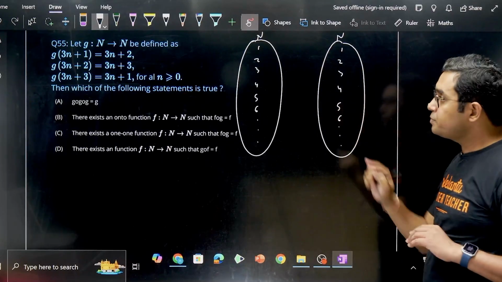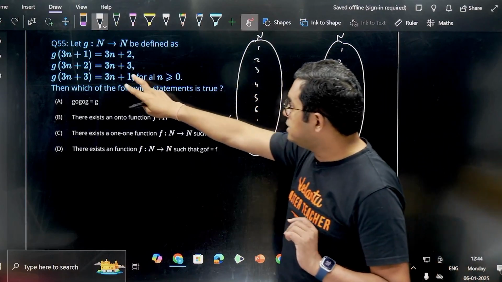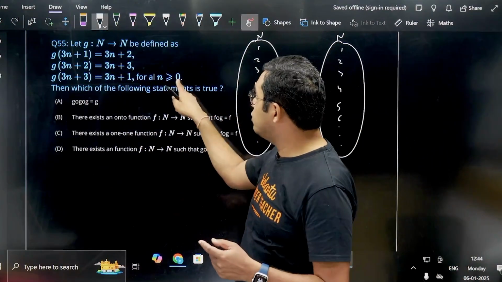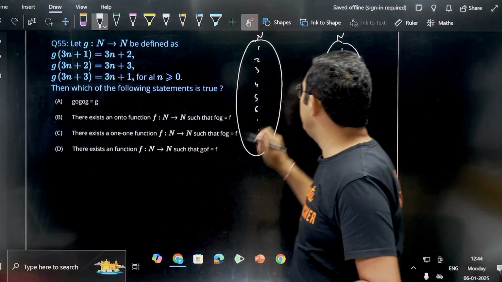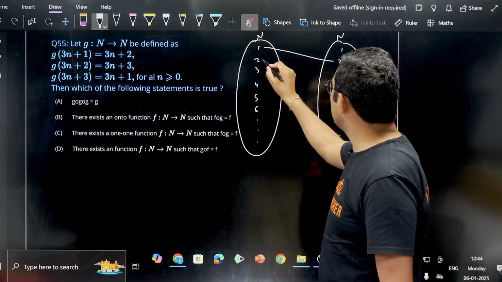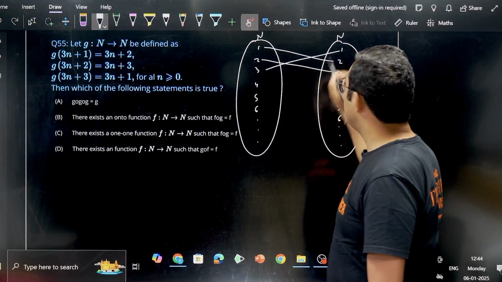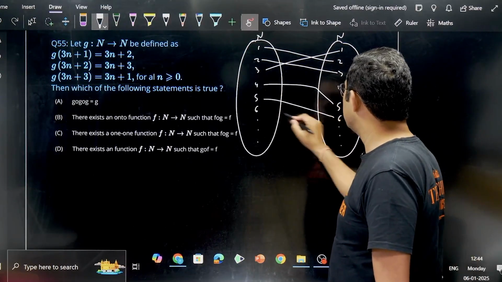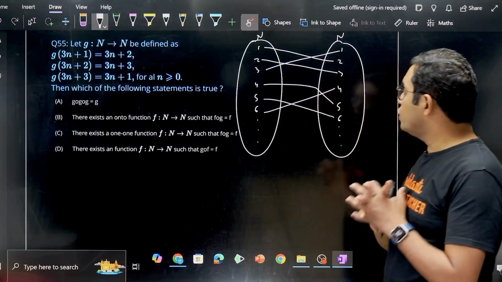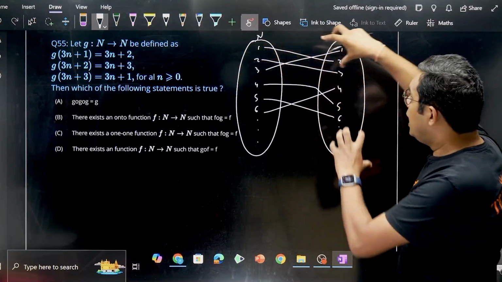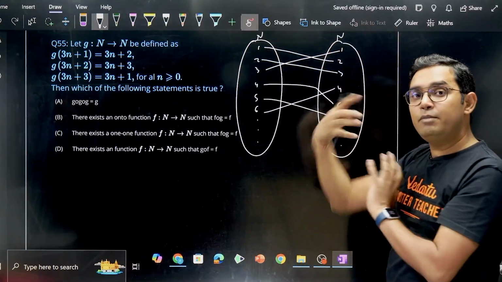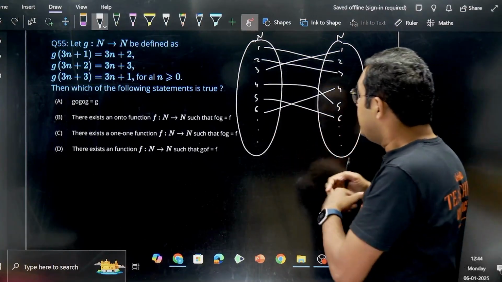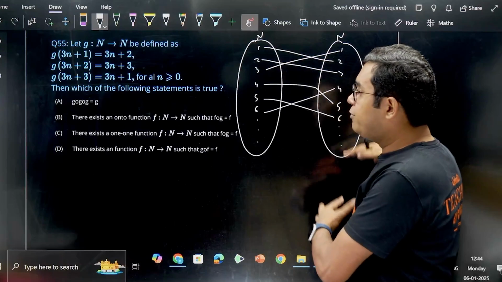Now you can see the function is such that for n greater than or equal to 0, g is 3n plus 1. If I put n equal to 0, this will be g(1) and the value will be 2. Similarly, for 2 it will be 3 and for 3 it will be 1. Similarly, for 4 it is 5, for 5 it is 6 and for 6 it is 4. So you can see the first 3 values are connected to the first 3 values but in a different order. Similarly 4, 5, 6 are also connected with 4, 5, 6 but in a different order. So this is my function g.